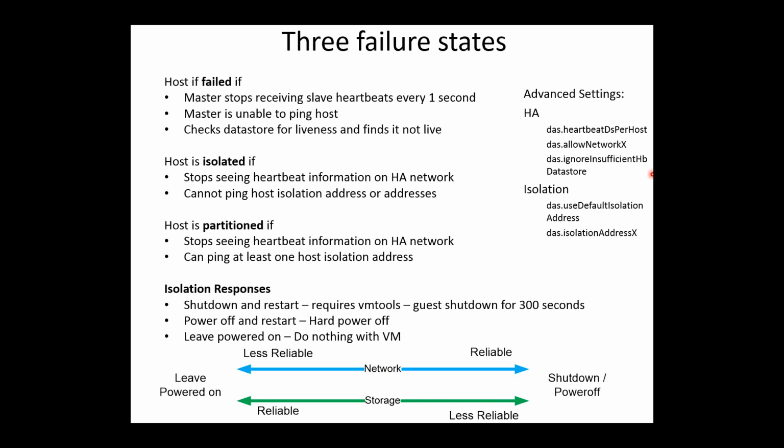If those 3 conditions are true, then the host is marked as failed, and the VMs are then powered on on another host. The order they're powered on we'll talk about in a minute, but it's a really critical concept that all those have to be true for it to be failed. If the data store comes back as live, then it goes to isolated, and we'll talk about that in a second.